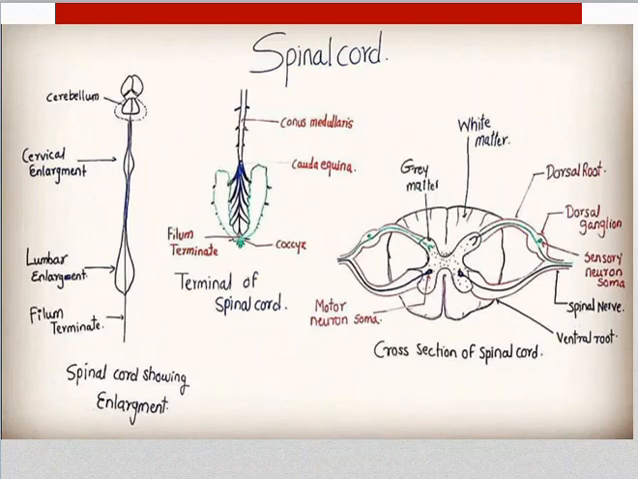The next part is the spinal cord, which is underneath the brain. The cross section of the spinal cord is here. We will see the detail in the next slide. The terminal of the spinal cord is here: conus medullaris and cauda equina, and there is filum terminale and coccyx. When the spinal cord shows enlargement, there is the cervical enlargement above and the lumbar enlargement, and filum terminale.